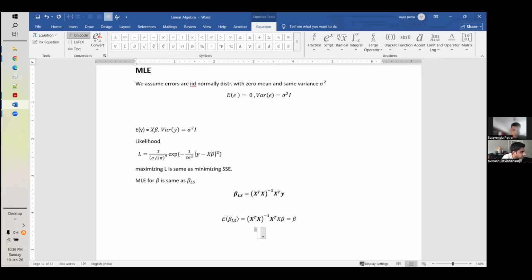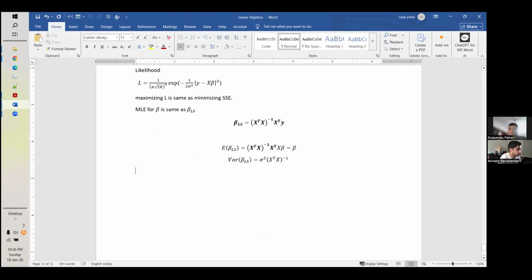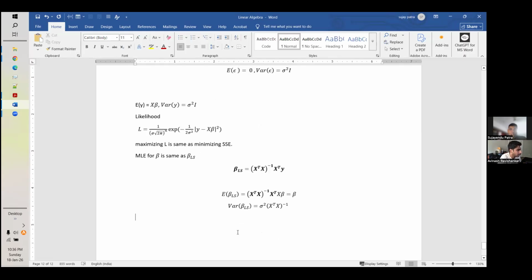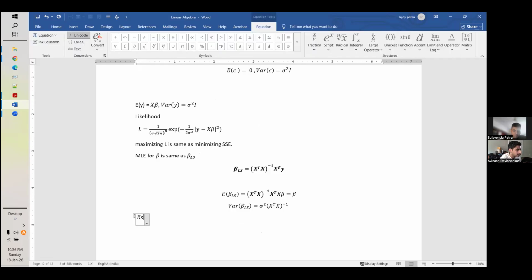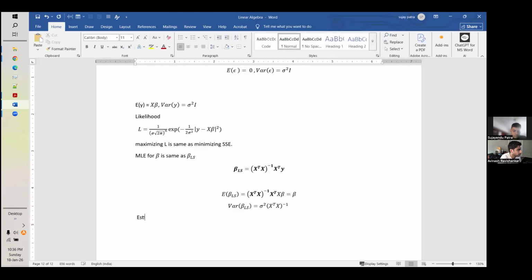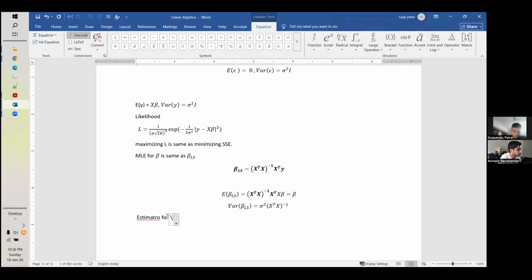And we are also supposed to derive the variance of beta ls. I won't do the algebra here. I'll just write down the formula. It is sigma square, and then you have this x transpose x thing coming again and again, and then whole inverse. And you can also find an expression for the sigma square. The estimator for sigma square is SSE.